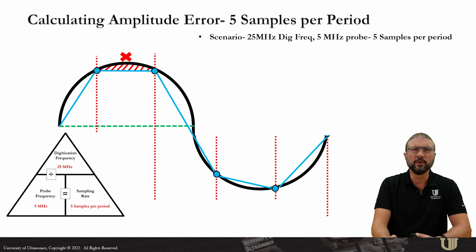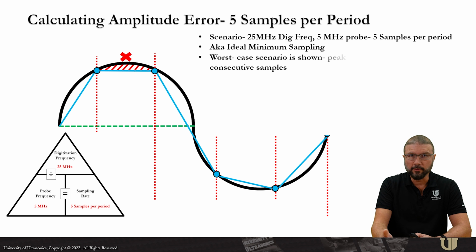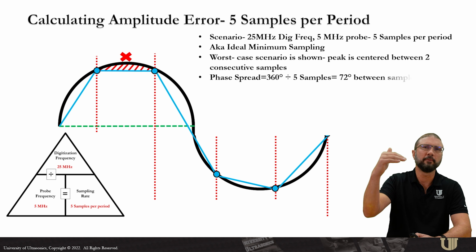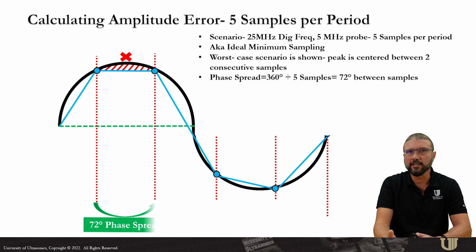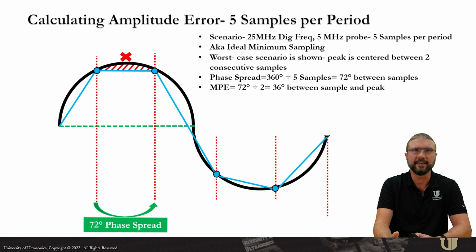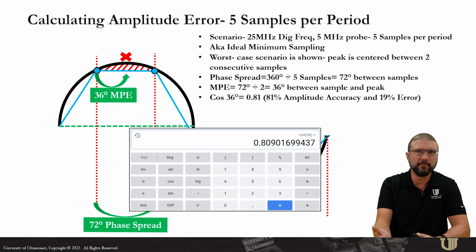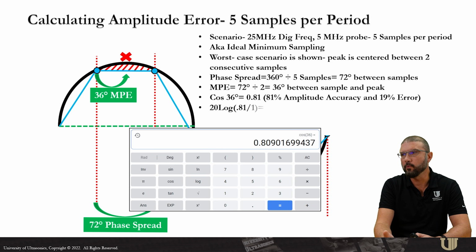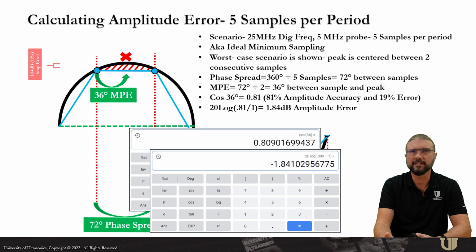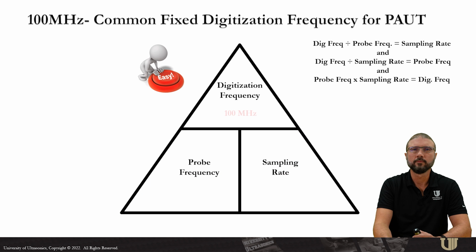In video 4, we really got deep into the amplitude fidelity of a digital signal versus the original analog. Again, all those previous videos should be reviewed prior to this one. The installments in this series are meant to build upon each other. And again, we touched on the fact that the minimum digitization frequency allowed for encoded phased array in ASME is 5 times the probe frequency, which gives us 5 samples per period, aka ideal minimum sampling. And then we also worked out some of the math and science to prove why these things are important.